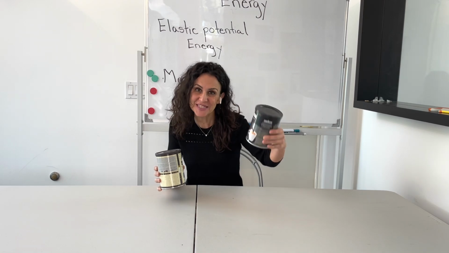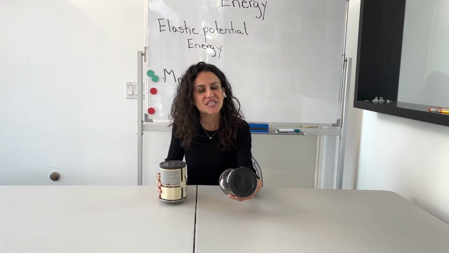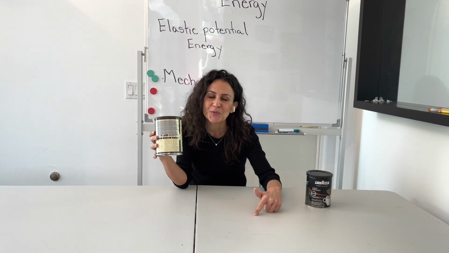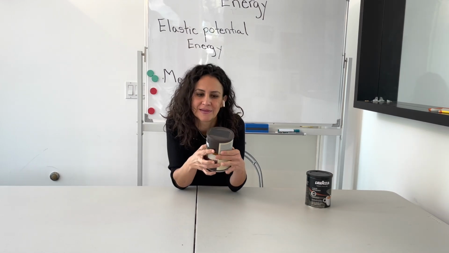I rolled two cans on the floor and they both rolled, but did they roll exactly in the same way? They didn't. The first can rolled and it just stopped as soon as it ran out of energy and it just stayed there. The second can rolled, but then it started to roll back. What happened here? Is this what we would expect to happen? Why do you think this can rolled back, but this can didn't?